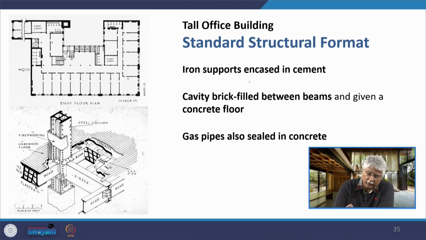The iron supports were encased in cement and cavity brick filled between beams. As you can see, these cavity bricks filled between the beams, and then a concrete floor was provided, and on the concrete floor the gas pipes were also sealed in concrete, and thus the entire steel structure was completely fireproofed. So even if the fire resulted in destruction of other elements of the building, the steel frame would continue to resist and stand for a longer time.